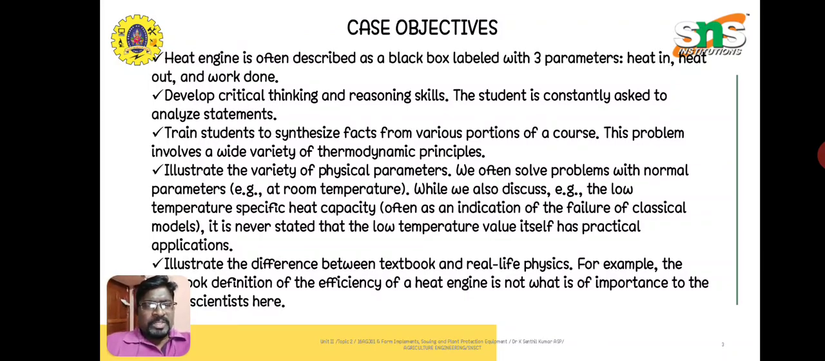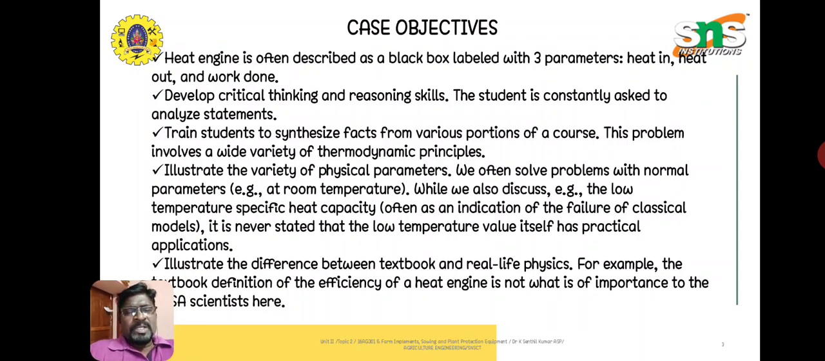We used to term it as cryogenics. It is never stated that the low temperature value itself has practical applications. There are many applications, even in food processing or other areas, wherever it may be cooling, we are using cryogenics as an important application. So we want to illustrate the difference between the textbooks and real life physics.